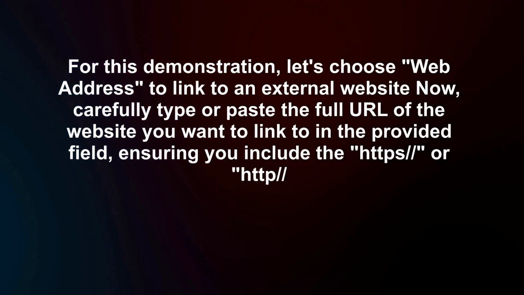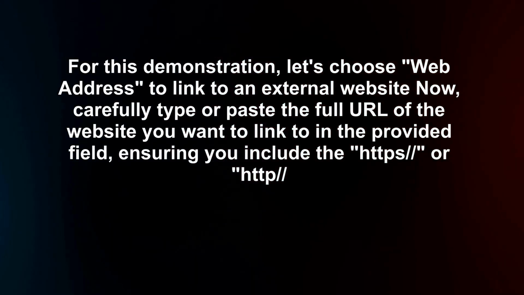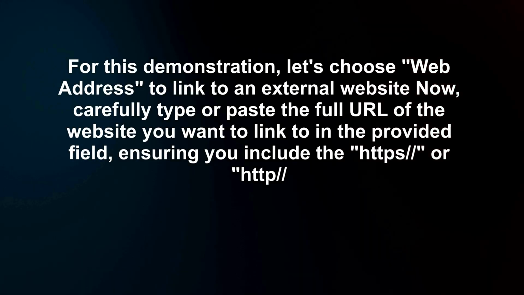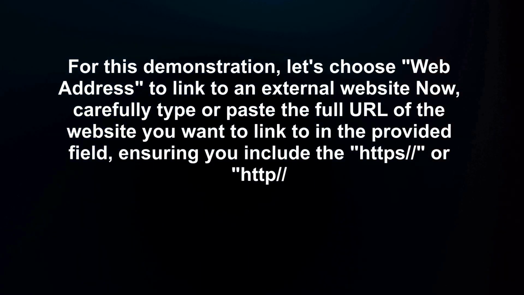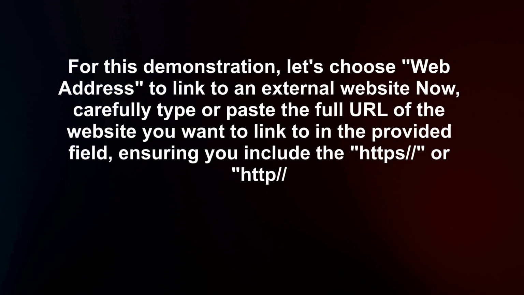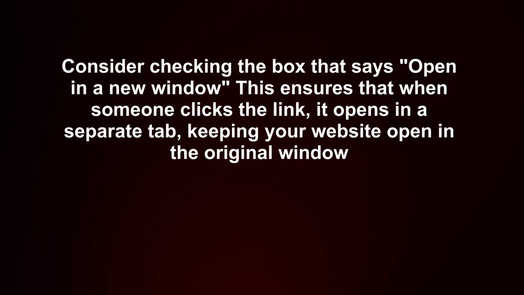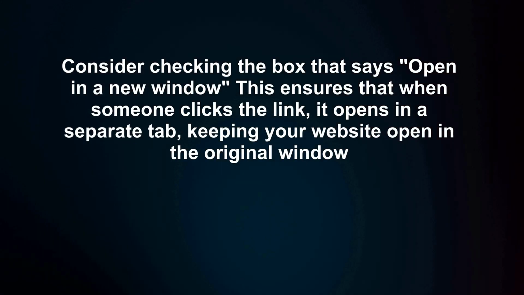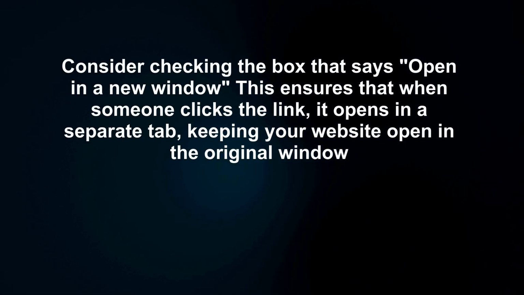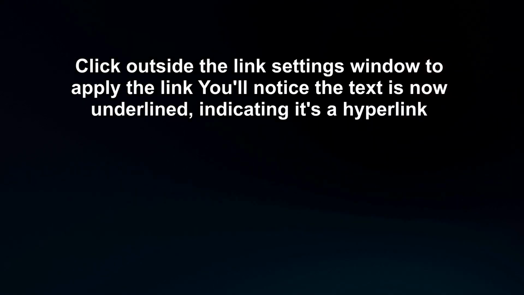For this demonstration, let's choose web address to link to an external website. Carefully type or paste the full URL of the website you want to link to in the provided field, ensuring you include the HTTPS or HTTP. Consider checking the box that says Open in a new window. This ensures that when someone clicks the link, it opens in a separate tab, keeping your website open in the original window. Click outside the link settings window to apply the link.